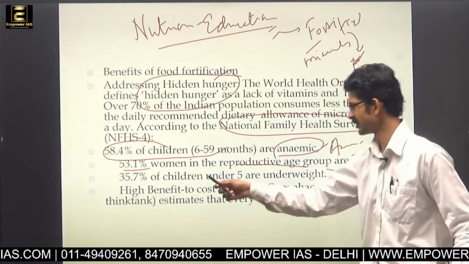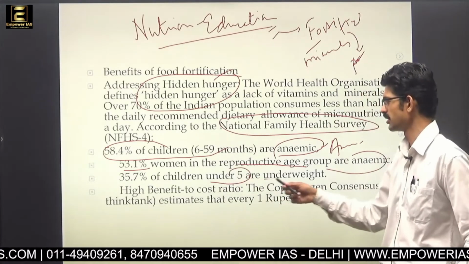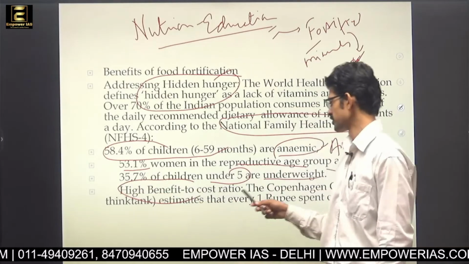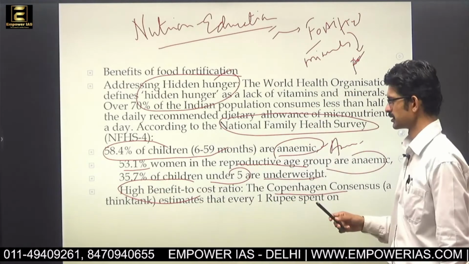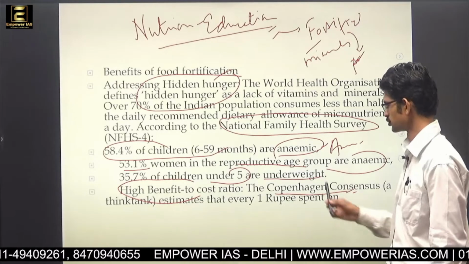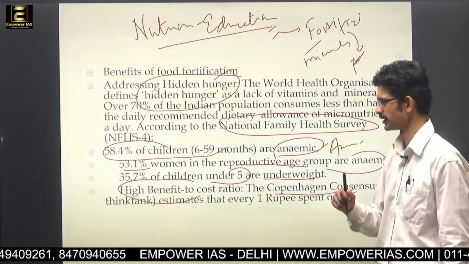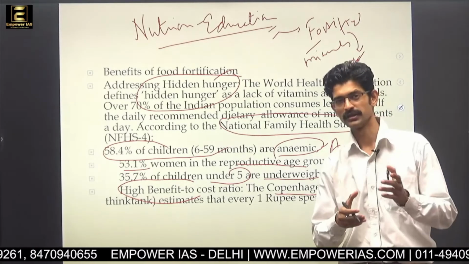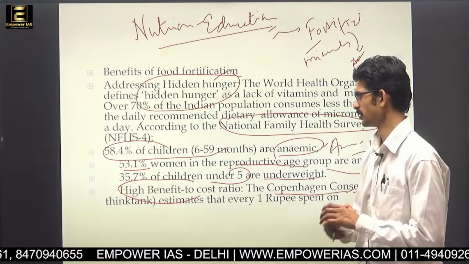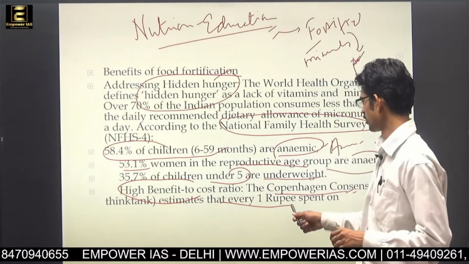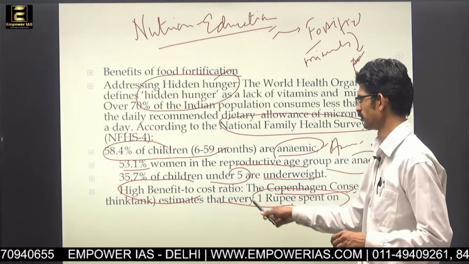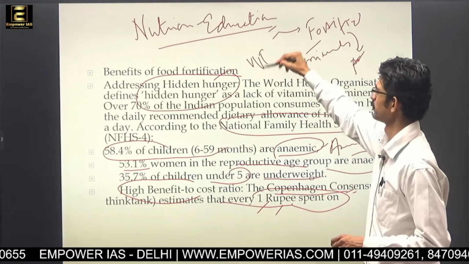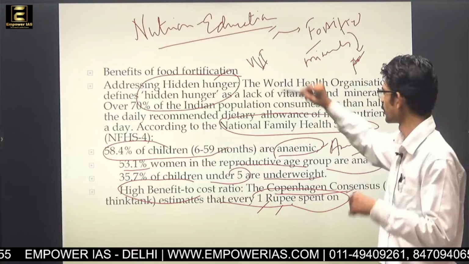and 35% of children under 5 years of age are underweight, and a high benefit-to-cost ratio from the Copenhagen Consensus. So in the Copenhagen Consensus we saw that a high benefit-to-cost ratio was produced for malnourished people, and it goes for 1 rupee spent on the person. Remember this data, very very important from your prelims as well as mains point of view, friends.